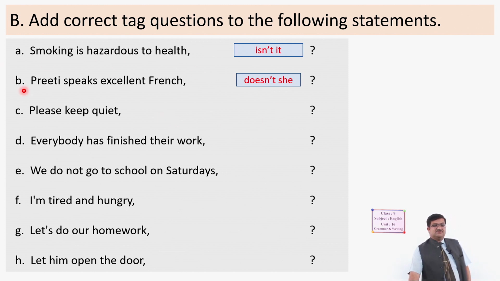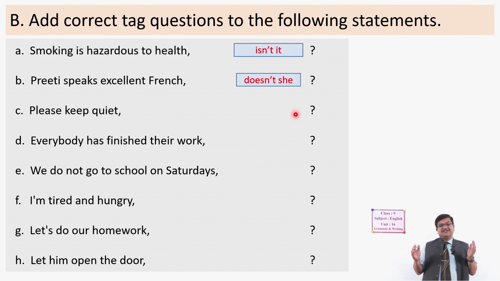So speaks is in the S form of the verb. So we use does, and then the sentence itself is affirmative. So the tag must be negative, so that is doesn't she. Preeti refers to she. So Preeti is a noun, and then she is a pronoun. We always use a pronoun in the tag. Clear? Good. Now C, please keep quiet.